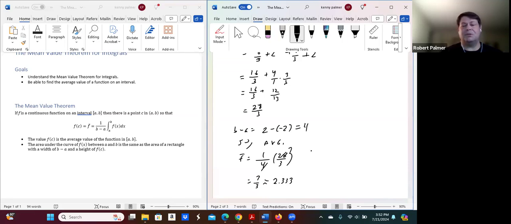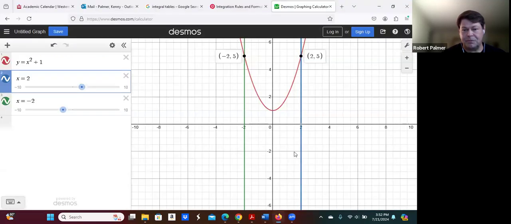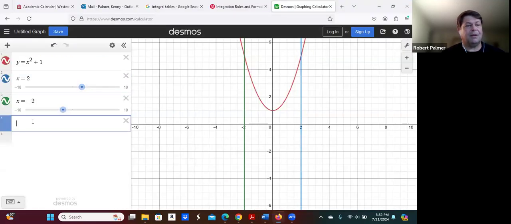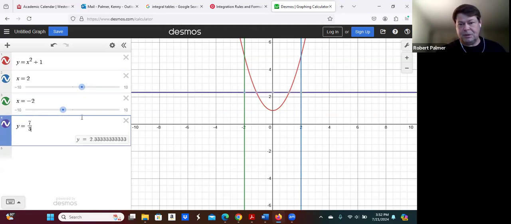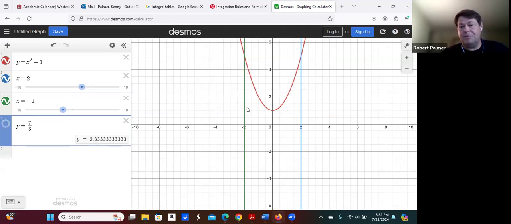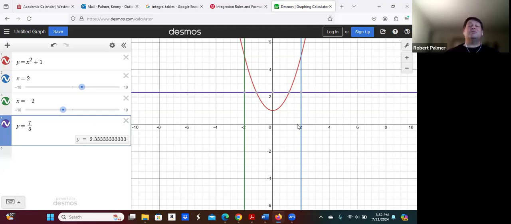Okay. Now let's go back and look at our graph on Desmos. And so y equals 7/3. It's basically saying, if we take this integral of our original function from -2 to 2, we get this kind of interesting shape. And if we take this rectangle right here, which has a height of 2.33 and goes from -2 to 2, those would be the same areas. That's the average value of that function on that interval.